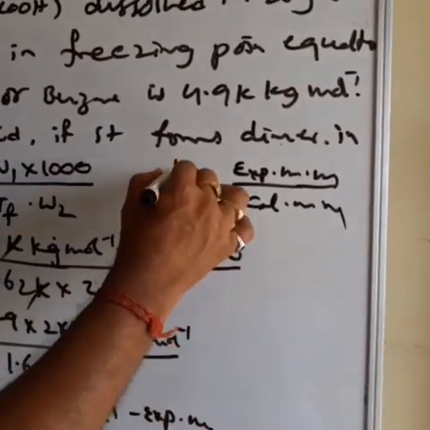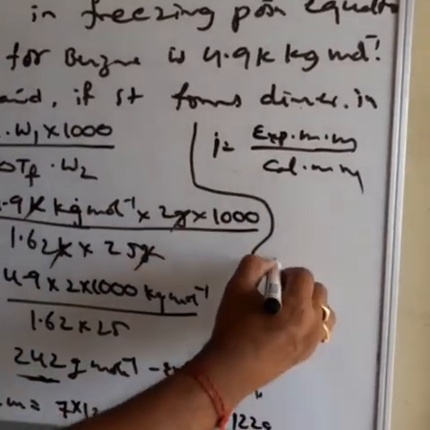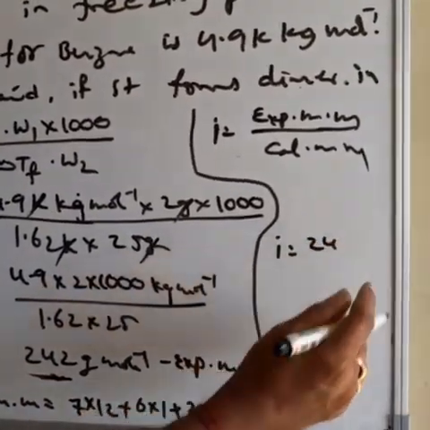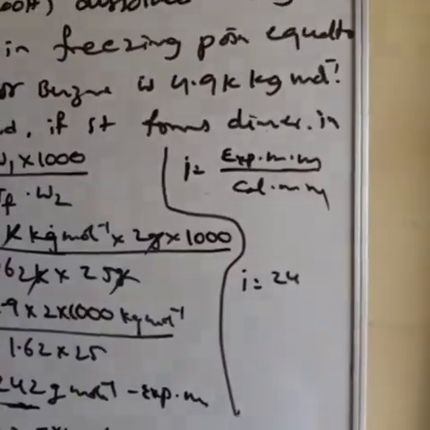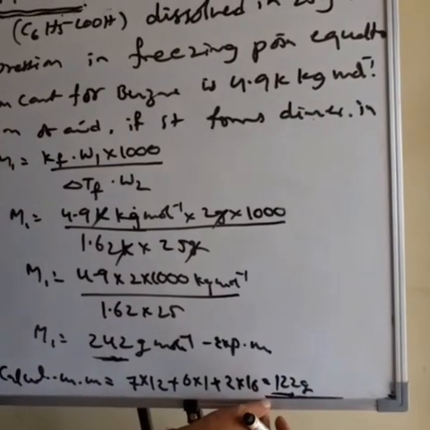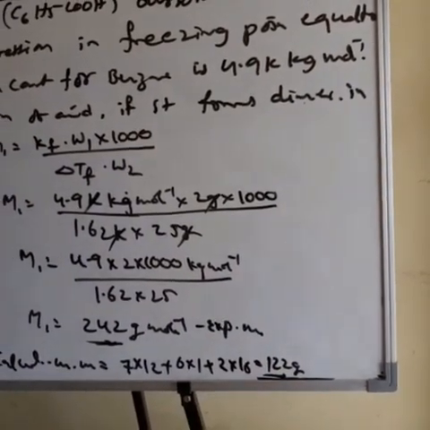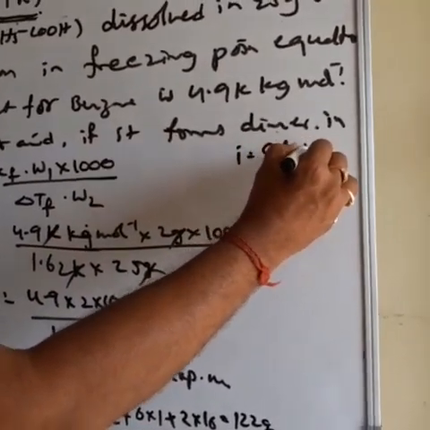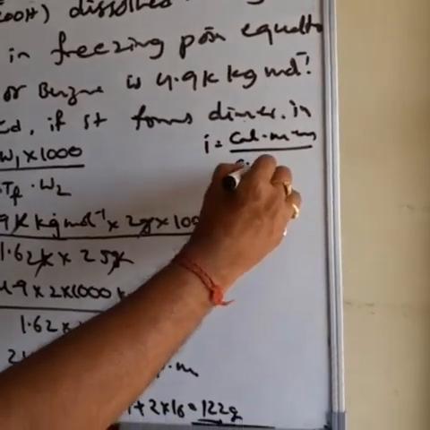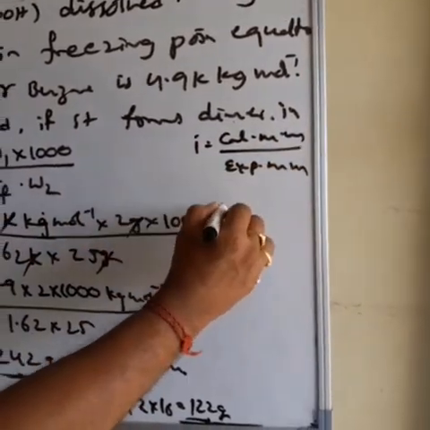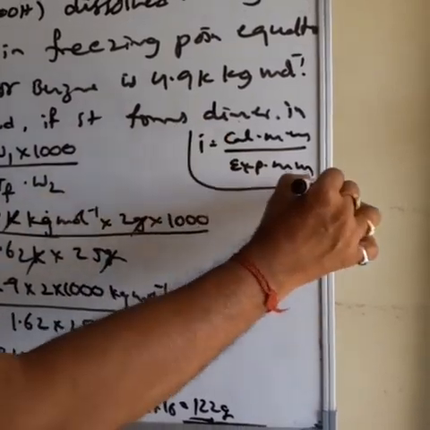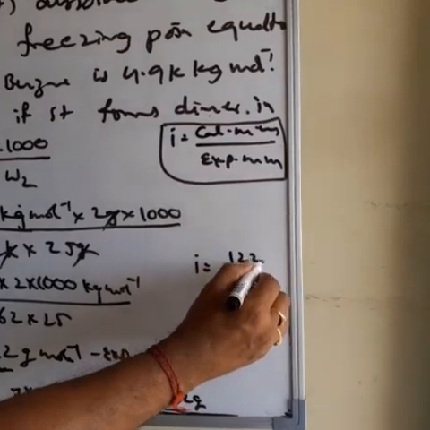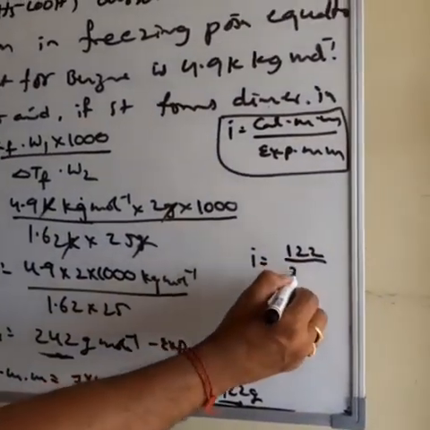From this concept, I is equal to the experimental value 242. Sorry, this value is 122 grams. The next formula is I is equal to calculated molecular mass divided by experimental molecular mass. Therefore I is equal to calculated molecular mass 122 over experimental 242.